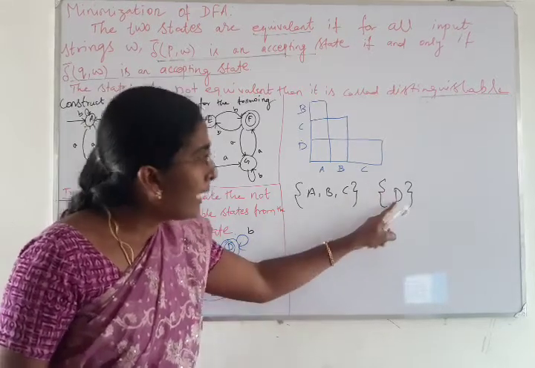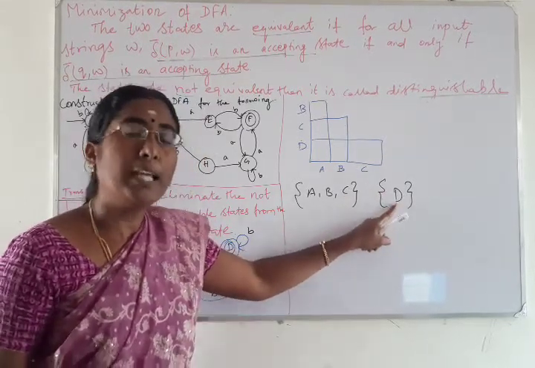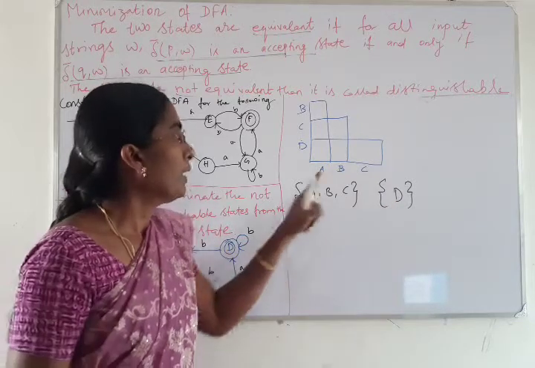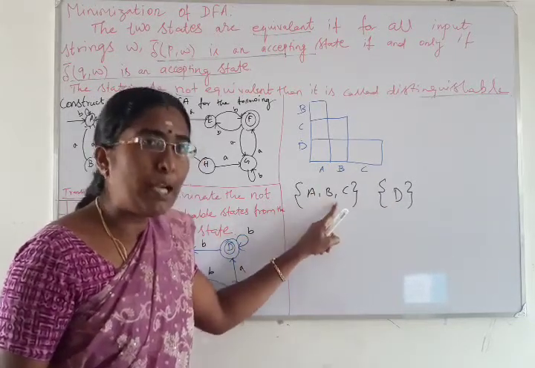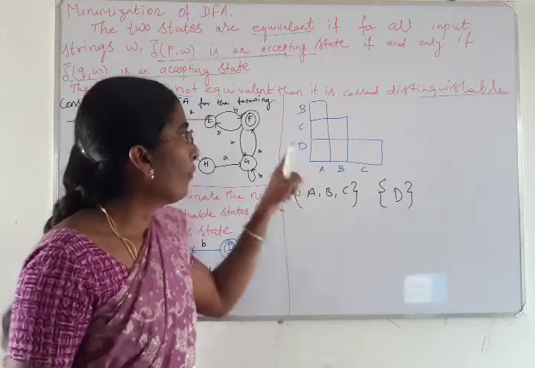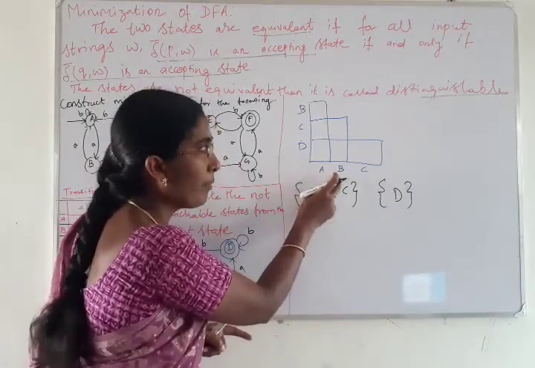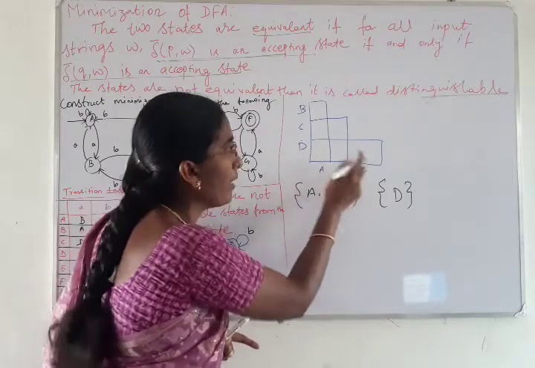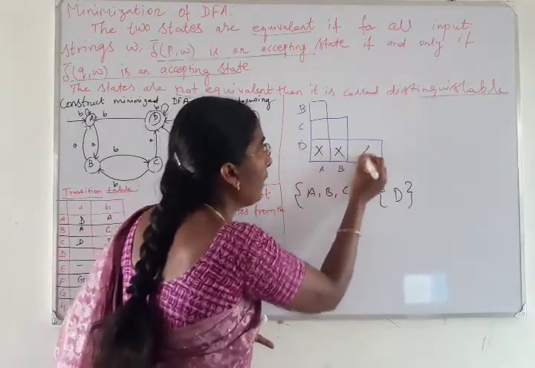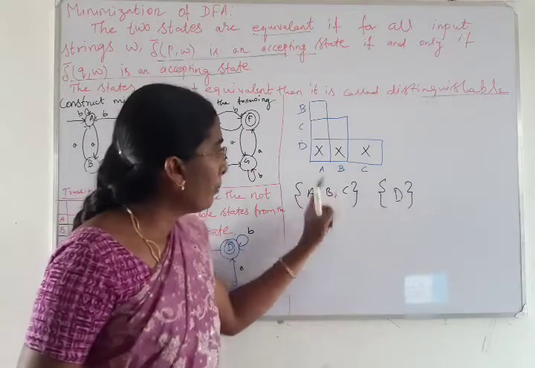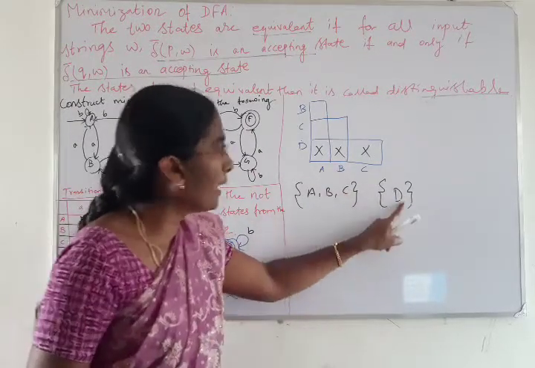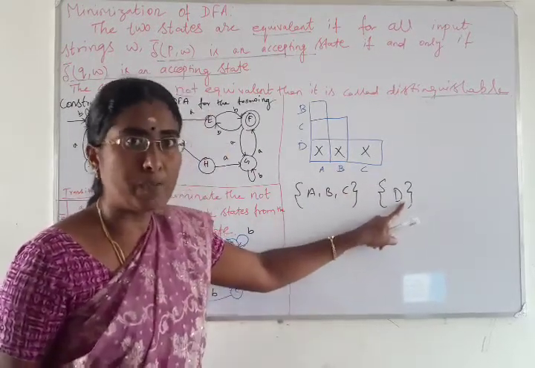So D is distinguishable from A, likewise from B and from C also. D is different from A, D is different from B and D is different from C. So these are distinguishable pairs. A comma D, B comma D and C comma D are distinguishable pairs of states.